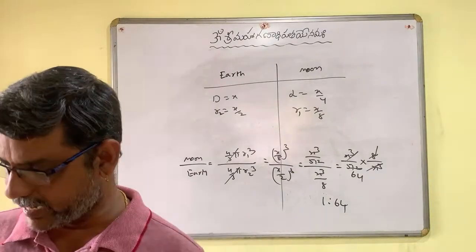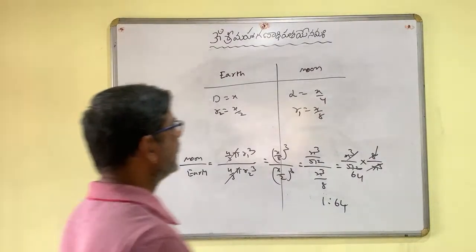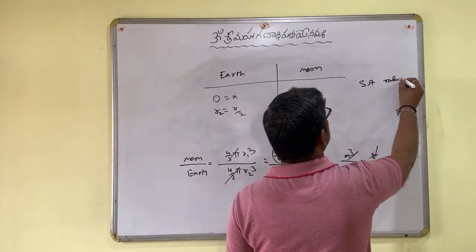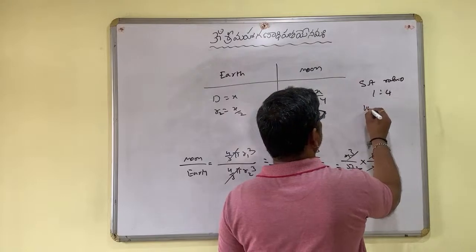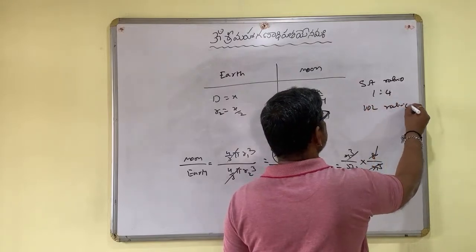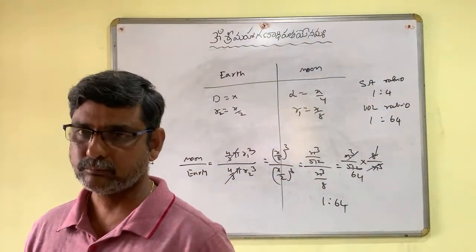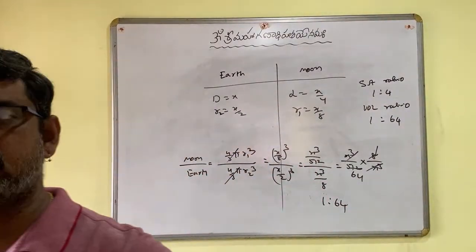Simplify the ratio. What did you get for the surface areas ratio? 1:4. What did you get for the volume ratio? 1:64. Okay?